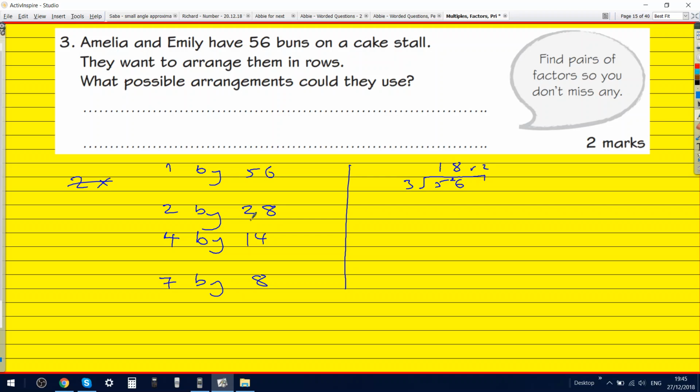And then 7. So we skip 5 and 6 and move on to 7, which is 7 and 8. And then 8 by 7, that's the same thing. Yeah, and so then we stop there. Okay, that's our answer. Any questions with that? I don't think so. Okay.